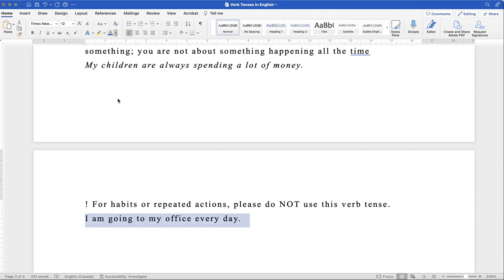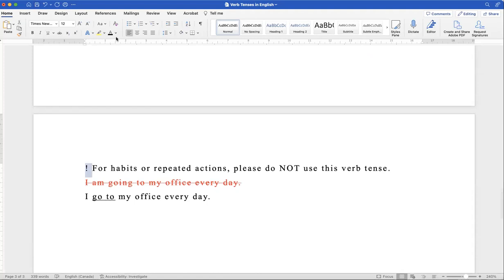Here, it's like a habit or everyday action. We cannot say I'm going to my office every day. The correct form can be I go to my office every day. So this is correct. Here you should use simple present tense. So the other one is not correct. Okay, this is a common mistake. That's why I just wanted to remind you.